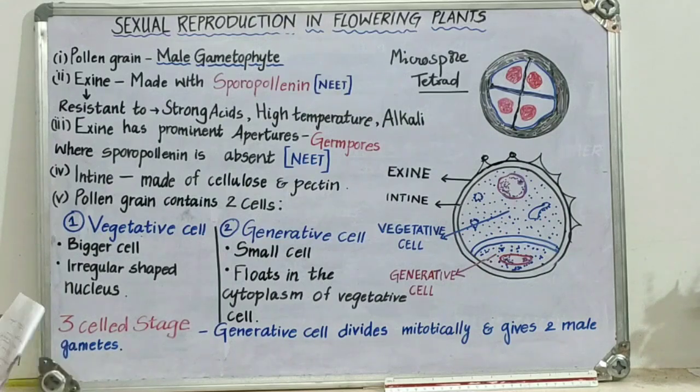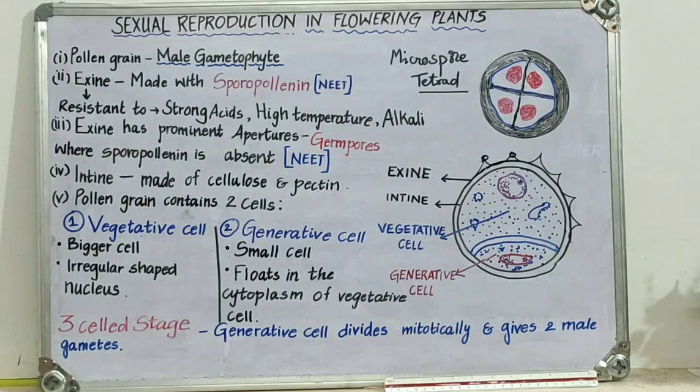Then one more important point I would like to say is, pollen grains measure about 25 to 50 micrometers in diameter. Please make a note. That is also one of the important points.